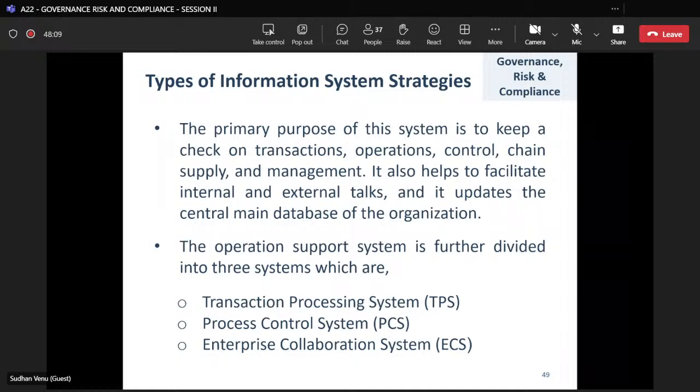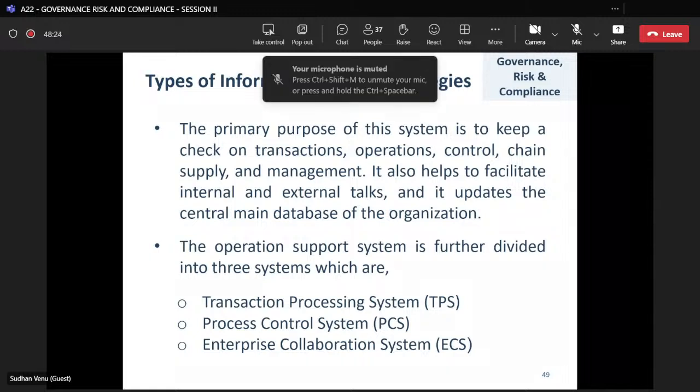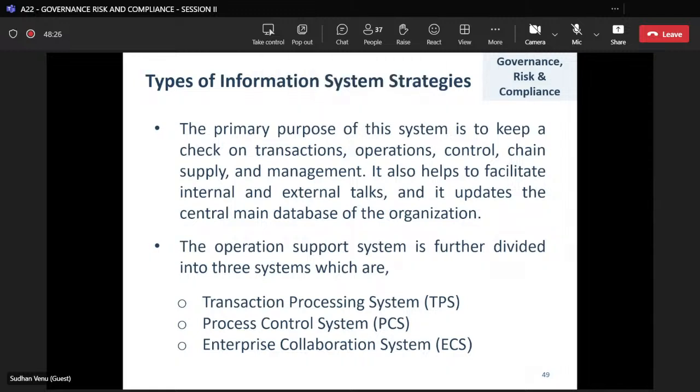And in terms of operation support, there are three systems here: the transaction processing system, the process control system, and the enterprise collaboration system. That is what I mentioned here. What is the transaction processing system? If you're in a payment related company, any transaction process, the way they access it and how they are accessing it, everything will be captured in the transaction processing system.